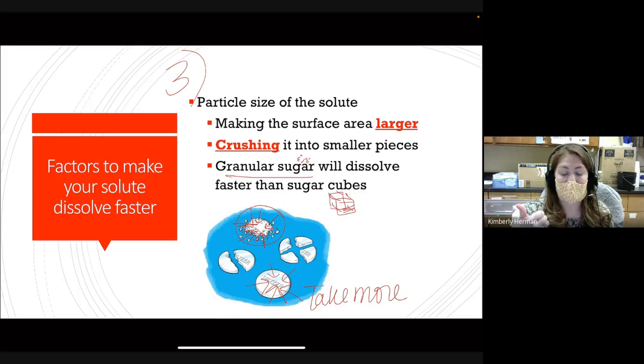We had number one, shaking and stirring, agitating it. Number two, we had increasing the temperature. And number three, increasing the surface area of the particle.